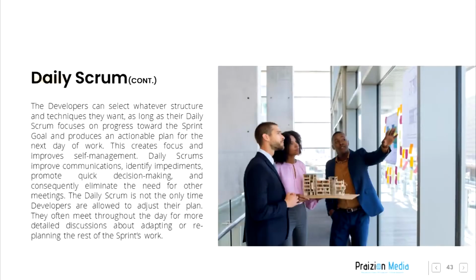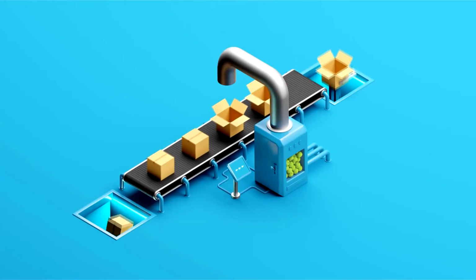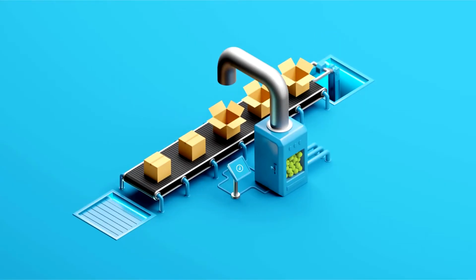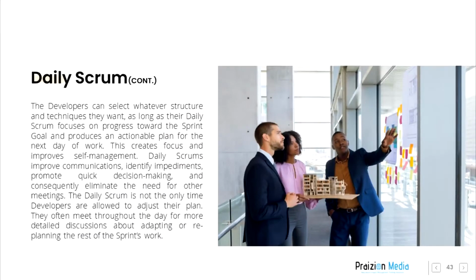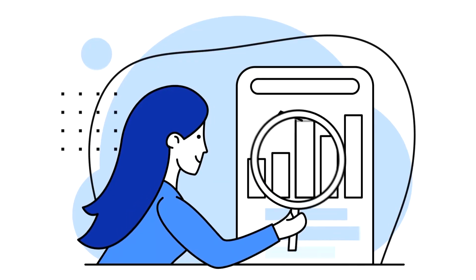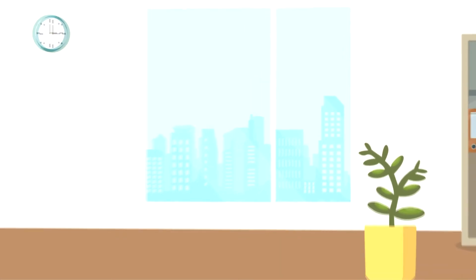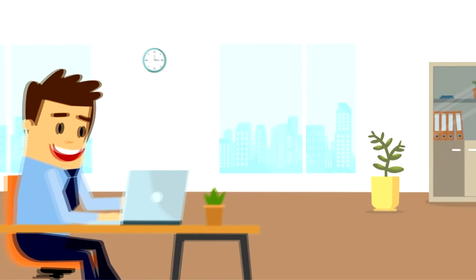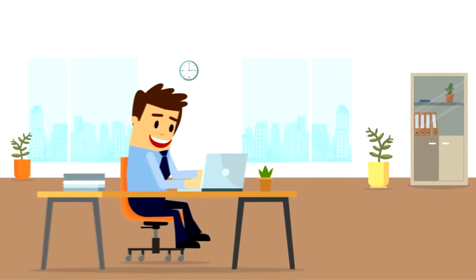The developers can select whatever structure and techniques they want, as long as their daily Scrum focuses on progress towards the sprint goal and produces an actionable plan for the next day of work. This creates focus and improves self-management. Daily Scrums improve communications, identify impediments, promote quick decision-making, and consequently eliminate the need for other meetings.